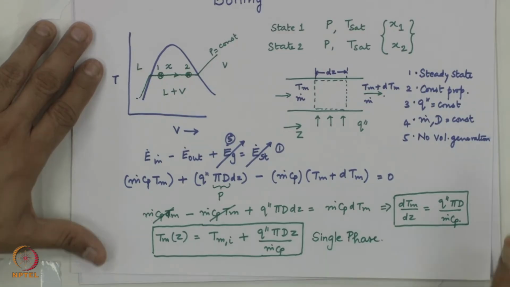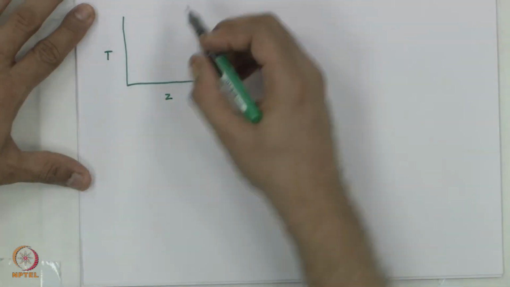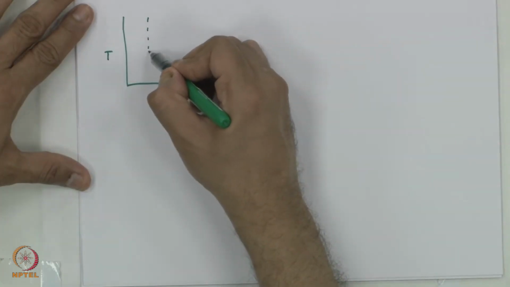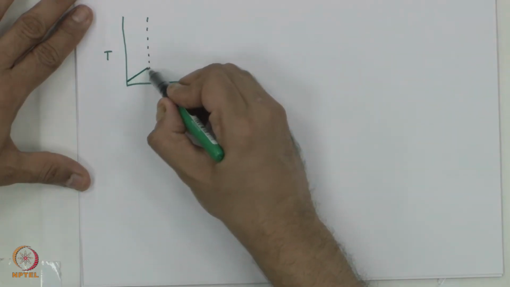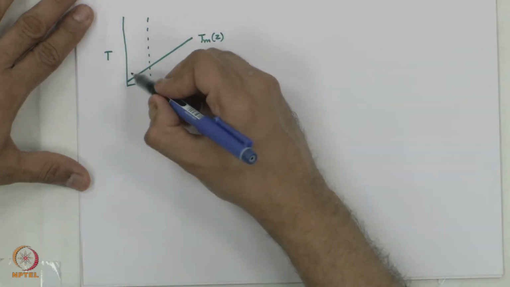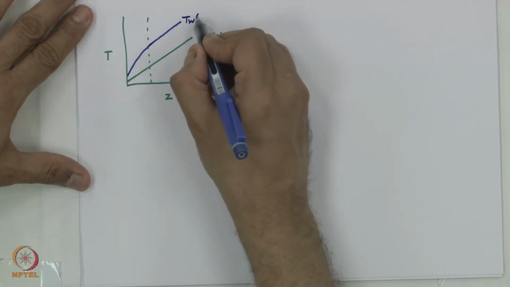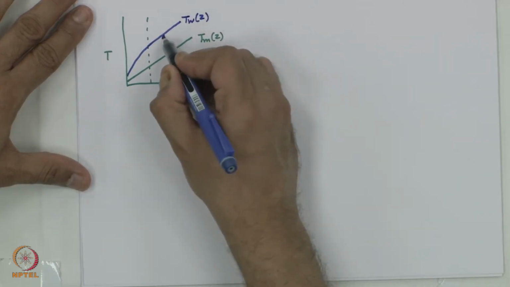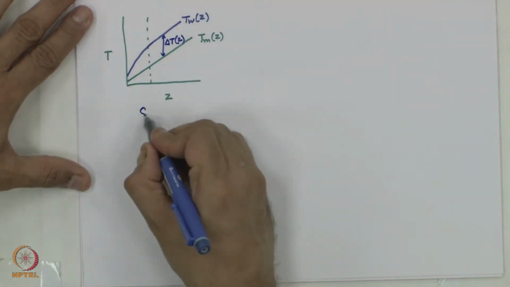And if we plotted this, we would very nicely get T as a function of z. I would have what is called the entrance region, and you have drawn this also, T bulk mean as a function of z, and wall temperature would do this, and for the constant wall heat flux case the temperature difference delta T is going to be constant. This all you have seen. So, this is all for single phase.